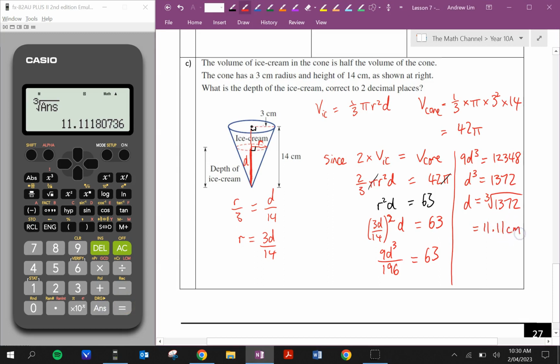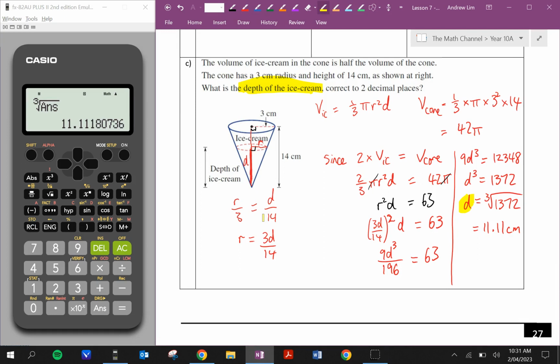centimeters. Now that I've done that, let's double check that I've answered the question. The question says, what is the depth of the ice cream? And that's exactly what I found, the depth. Over here, if you worked out what d is, so if you said that the depth of the ice cream is equal to 14r on 3, and then substitute into here, r squared times 14r on 3 is equal to 63. You can solve for r and then substitute that back into this, and then you'll get the depth of the ice cream. So you'll still get the same answer of 11.11.